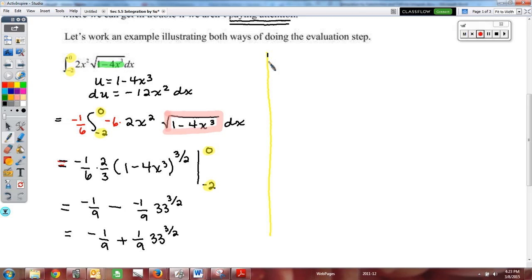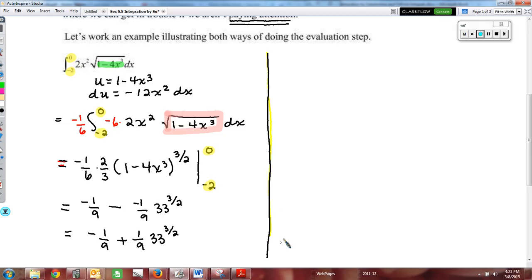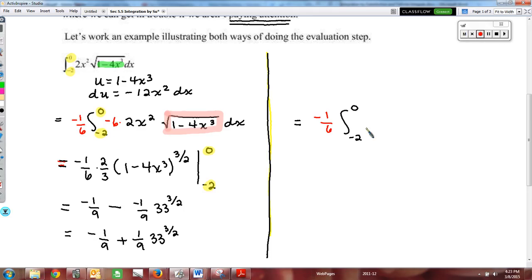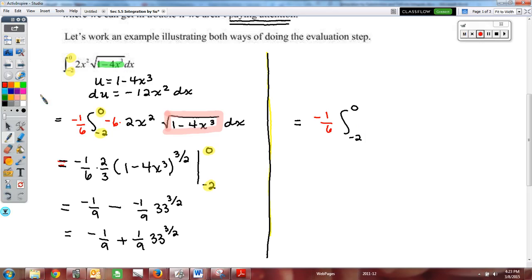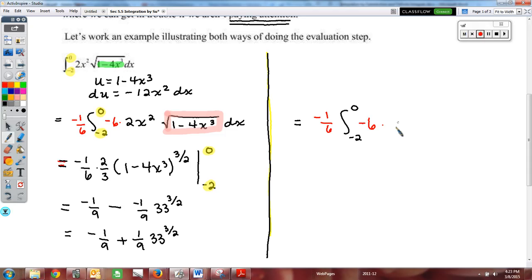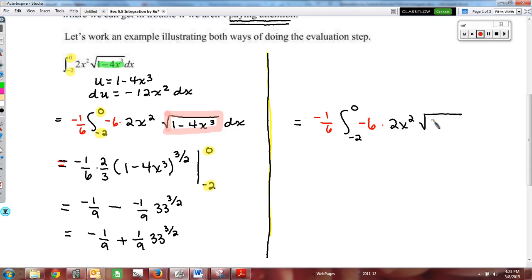Just make that darker there. And the second method has to do with, in this step, I still do the same thing when I get to here. I'm going to have my negative 1/6. So it actually doesn't really start being different until I get to the next step. This is my integral, -2 to 0. I add the -6 in, just like we did before, times the 2x squared, square root of 1 minus 4x cubed dx.